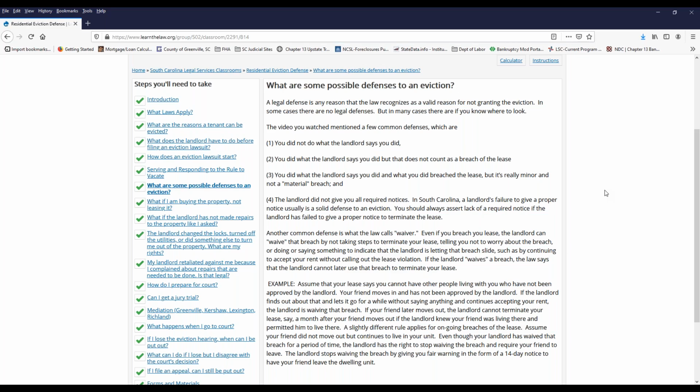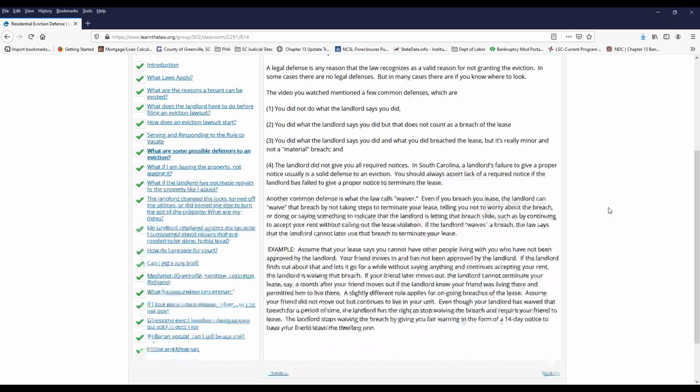I have a friend that visits frequently from time to time, but he's not living here. You did what the landlord says, but that doesn't count as a breach. So, the landlord says you have a dog, but there's nothing in the lease that says you can't have a pet. Nothing in the house rules says you can't have a pet. You didn't materially breach the lease, or the landlord didn't give you all required notices. So those are some common defenses that we look at.